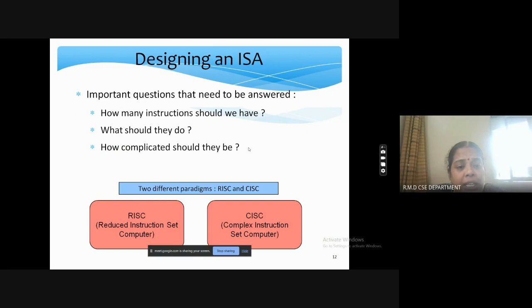The important questions to be answered are how many instructions should we have, what they should do, and how complicated they should be. That depends upon the processor. This is identified by two approaches, RISC and CISC. RISC is a reduced instruction set computer and CISC is a complex instruction set computer. So these are the two criteria by which we classify the instruction set architecture. We will discuss RISC versus CISC in the next class.